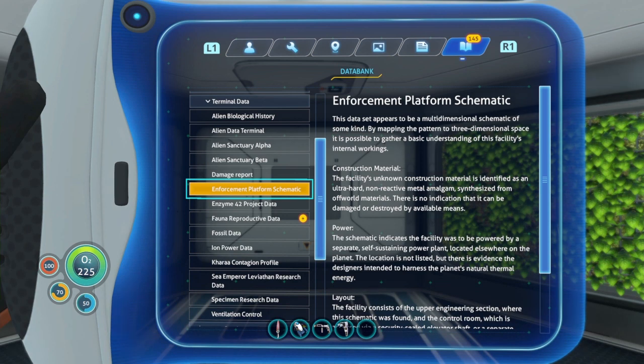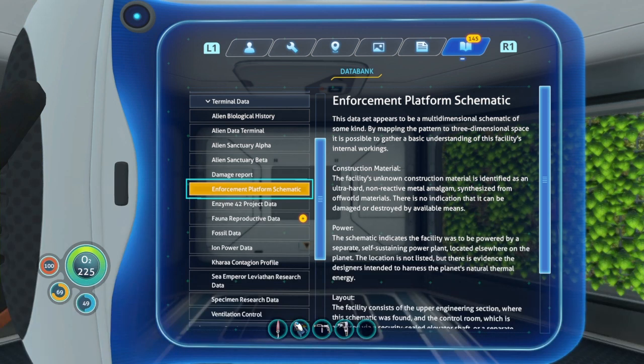There is no indication that it can be damaged or destroyed by available means, and yet surprisingly it can be destroyed by the force of a sea dragon Leviathan. Keep in mind, it's not even a full-size adult Leviathan. Let that sink in for a second.